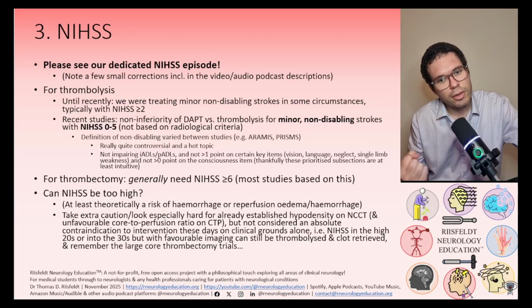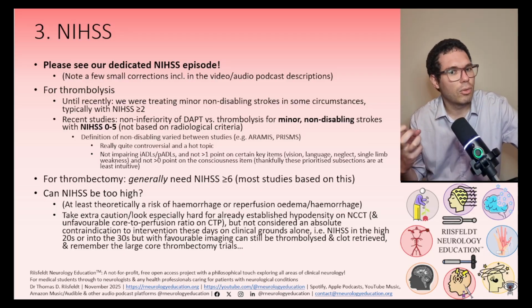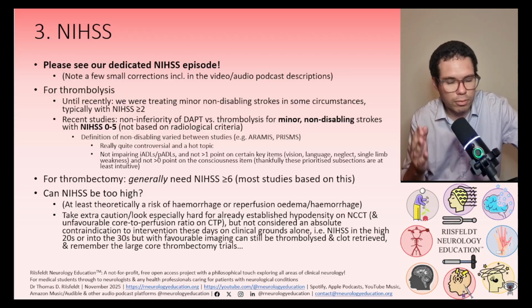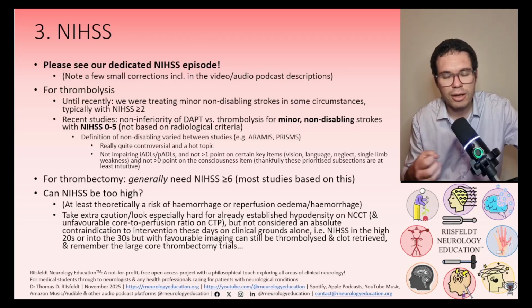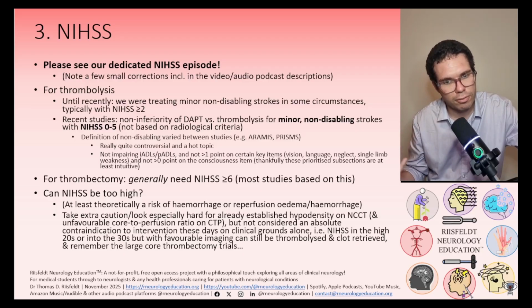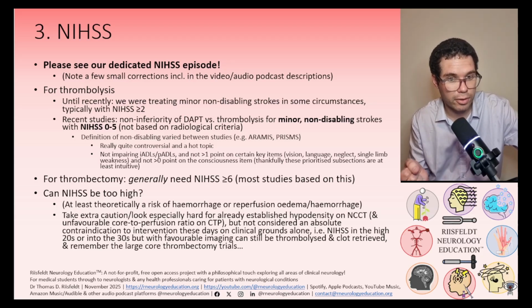It is important to know that this is not always an absolute black and white distinction, also including thrombectomy here. So you could have a patient with a NIHSS of 5 or 4, but it's really disabling and they've got really favorable imaging. The interventionalist may well choose to still take that person to the lab and do a mechanical thrombectomy. But generally speaking, the best evidence base is for a NIHSS of 6 or higher for thrombectomy.